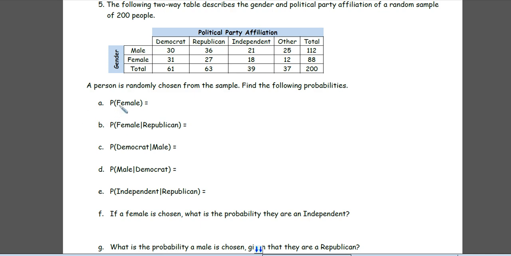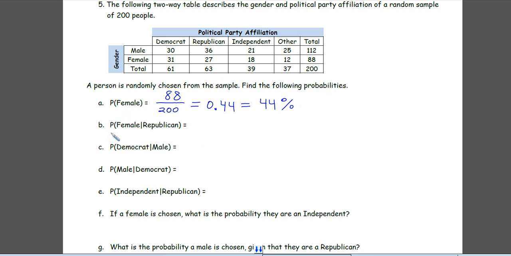So what's the probability that the person chosen is a female? Well, there are 200 people total, and of those 200, we can see that 88 of them are female. So that's 88 out of 200. We go ahead and do that division. You'll get 0.44 for the decimal form, and move that decimal over to get 44% or 44.00%. So that was just straightforward, that wasn't a conditional.